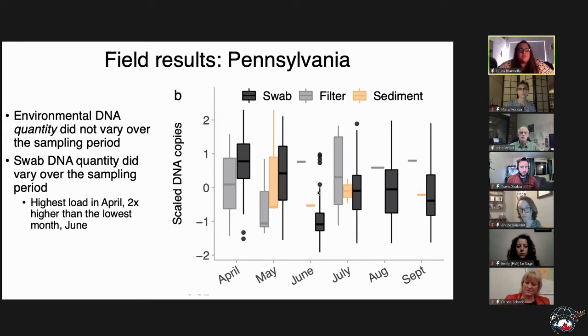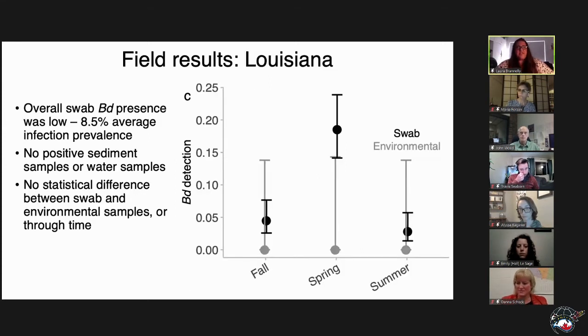Now, when we go to Louisiana, in general it just has lower infection prevalence than Pennsylvania does. Pennsylvania has quite a lot of BD in multiple species. So in Louisiana overall, we saw pretty low prevalence, and the loads were quite low as well in those animals that were detected. We found no positive sediment or water samples across the seasons where we did this detection.